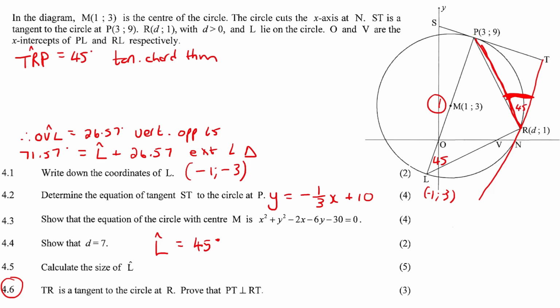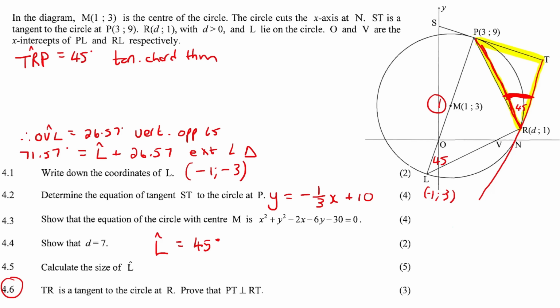Now, if you look in this triangle over here, we know that this line as well as this line are both tangents. Okay, we were told that TR is a tangent to the circle. Over here, they told us that ST is a tangent.